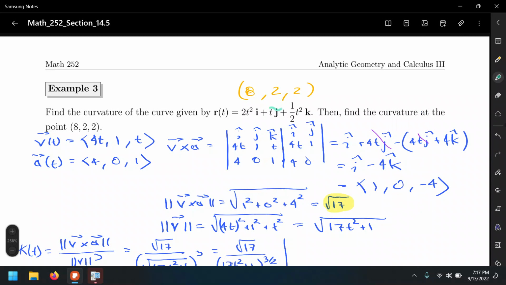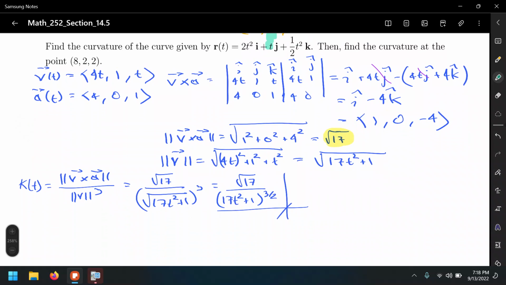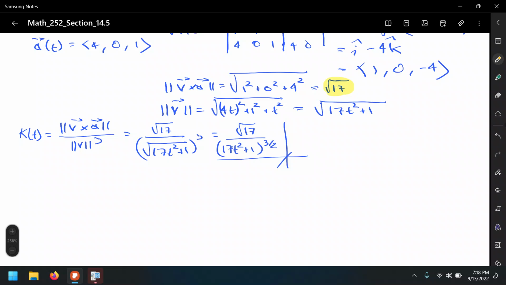However, in this case, go with the easiest. And the easiest is to say that t equals... Do you have to solve anything for that one? Not really. So the curvature at 8 to 2, that is when t equals 2.